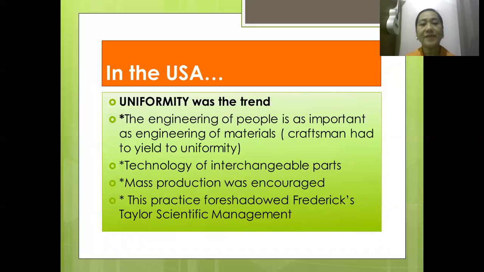And then in the USA, there was also uniformity because they believed that the engineering of people is as important as the engineering of material. So craftsmanship had to yield to uniformity. The craftsmen had to follow and conform with what was standardized by the state. That means the technology of interchangeable parts and mass production was encouraged. This practice foreshadowed Frederick Taylor's scientific management.